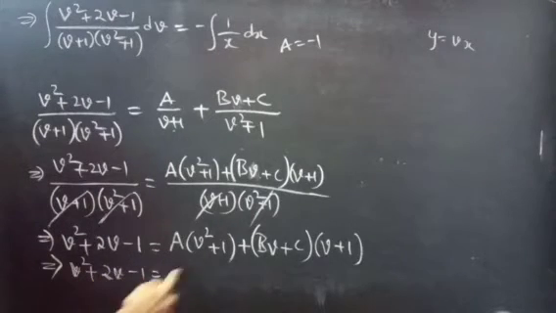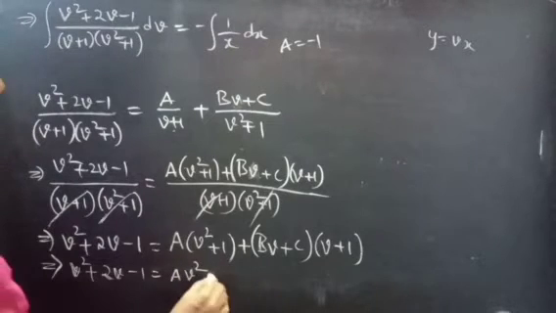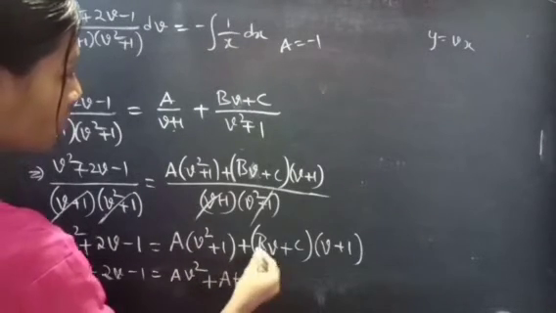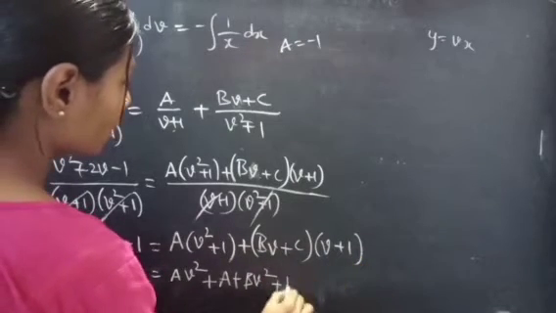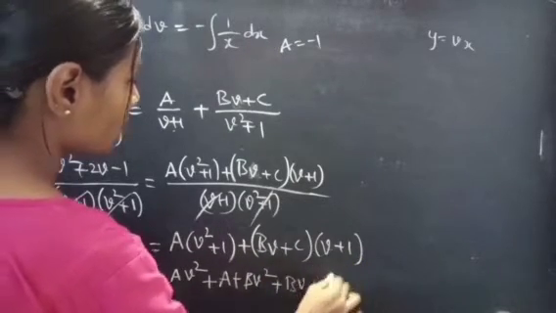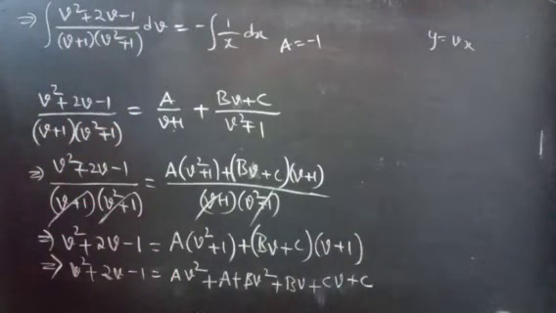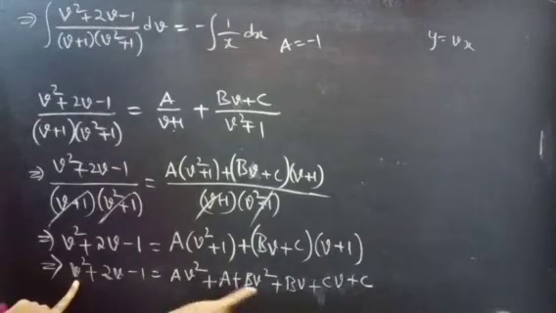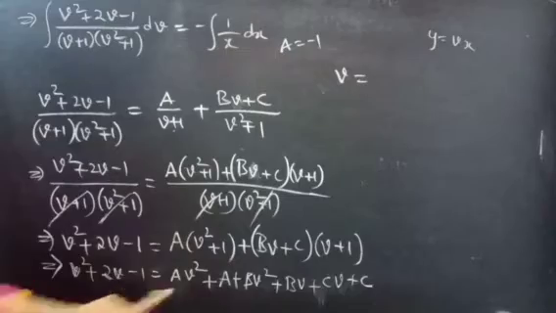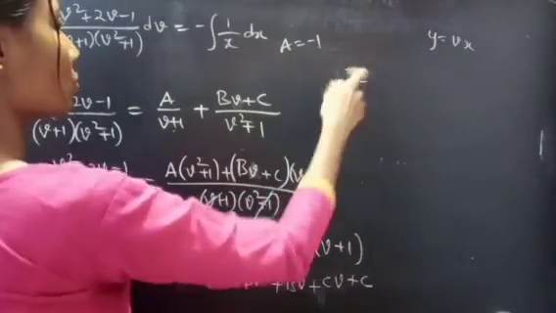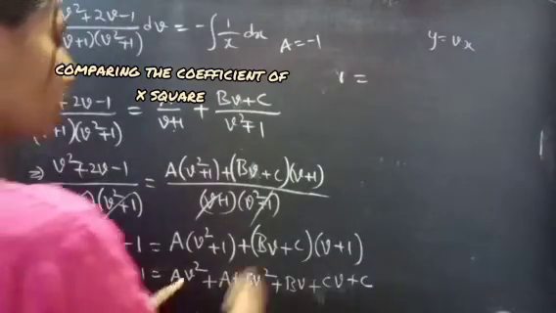I'll just simplify this equation one more step. a v square plus a plus b v into v square, b v into 1 is b v, plus c into v is c v, plus c into 1 is c, right? Now let's compare the coefficients of v square. Coefficient of v square is 1 in LHS, right? So 1 equals to a plus b.